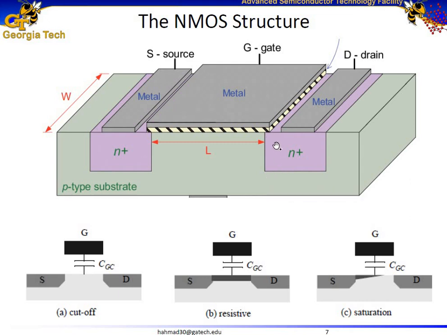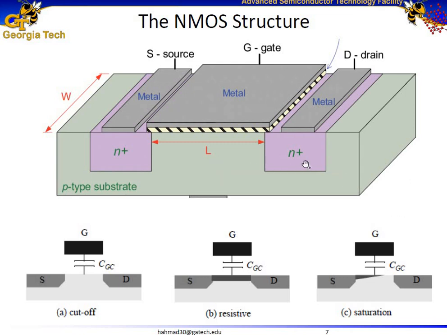Other components of the MOS channel capacitances are the overlap capacitances. We know that there is a slight overlap between the gate and the drain over here, and also there is a slight overlap between the gate and the source as well. And there is an insulator between the gate and the drain, and an insulator between the gate and the source as well. So these form the gate to drain overlap capacitance and the gate to source overlap capacitance. And these overlap capacitances are actually independent of the mode of operation of a transistor. So they are going to stay the same in cutoff, resistive, and saturation mode.